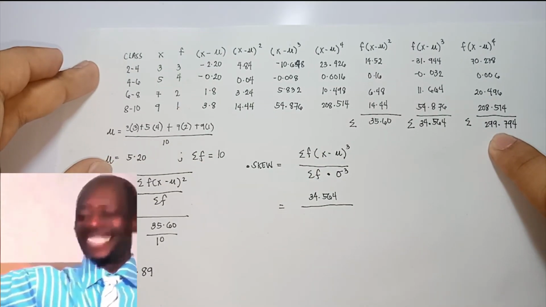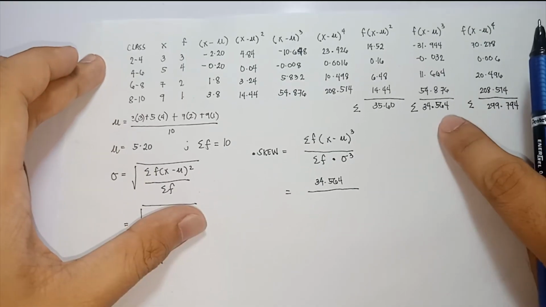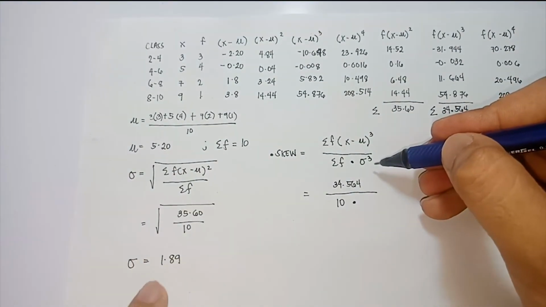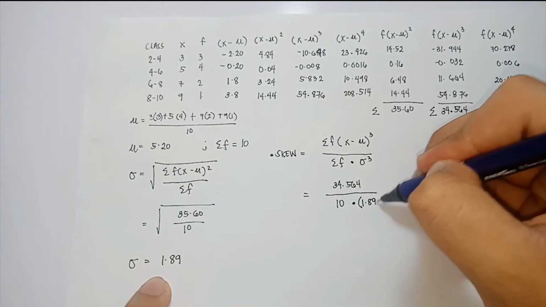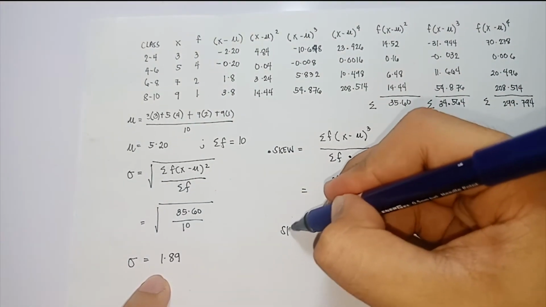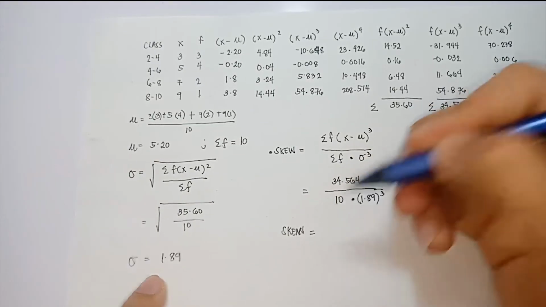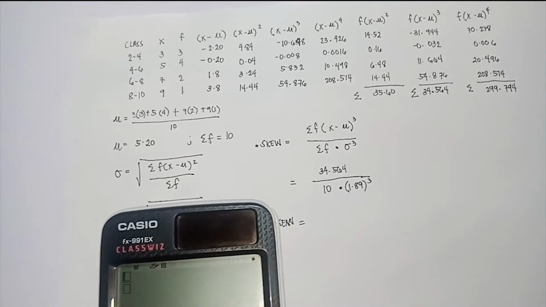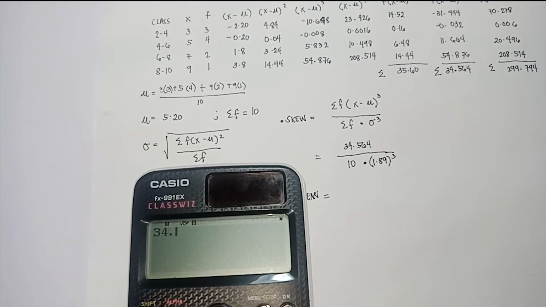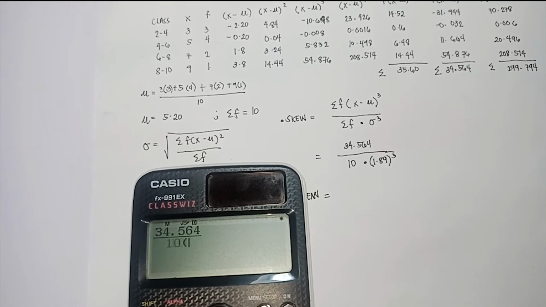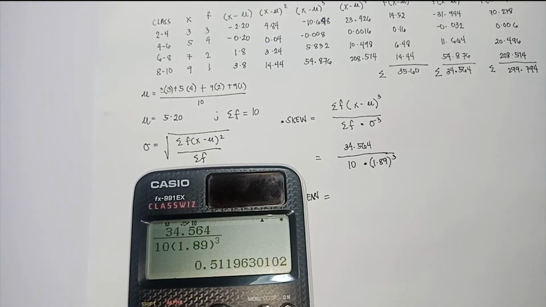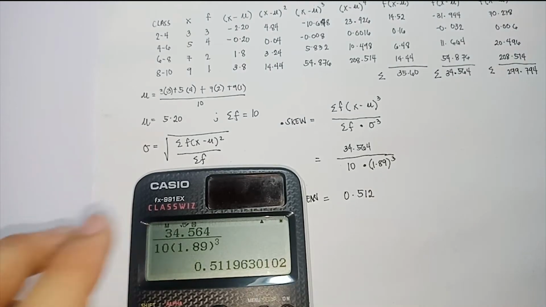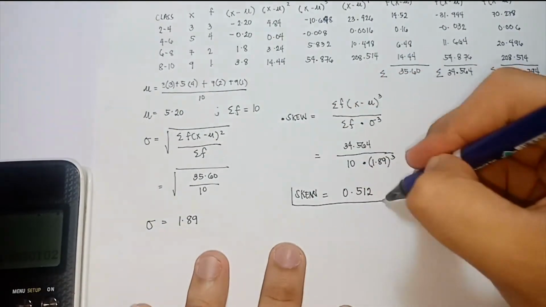Wow! So, 34.564, summation of f is 10, multiplied by sigma cube. Ito yon 1.89 raised to 3. So, gamit yung ating mahiwagang calculator, ano magiging sagot natin? 34.564 all over 10 multiplied by 1.89 raised to 3. That is 0.512. So, that is our skewness for this example.